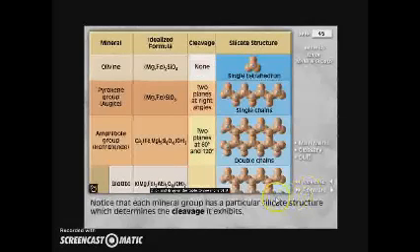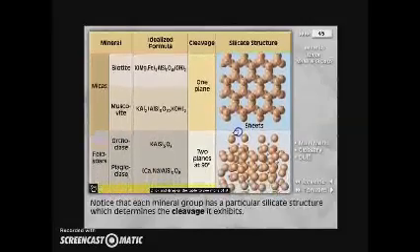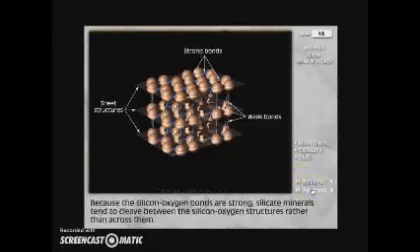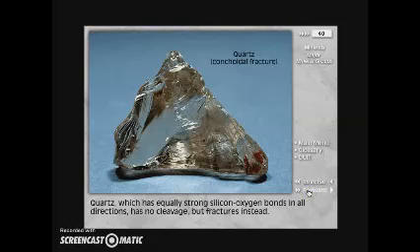Notice that each mineral group has a particular silicate structure which determines the cleavage it exhibits. Because the silicon-oxygen bonds are strong, silicate minerals tend to cleave between the silicon-oxygen structures rather than across them. For example, the micas have a sheet structure and thus tend to cleave into flat plates. Quartz, which has equally strong silicon-oxygen bonds in all directions, has no cleavage, but fractures instead.